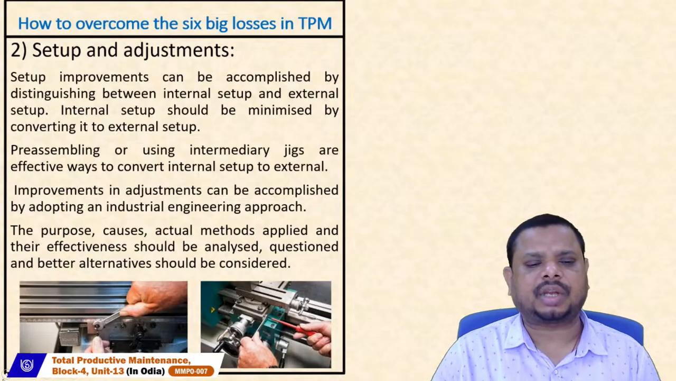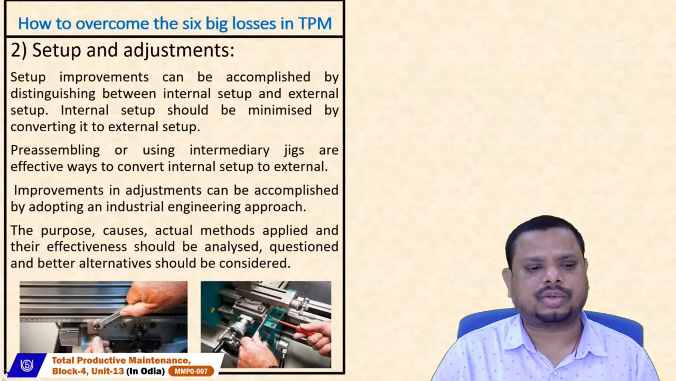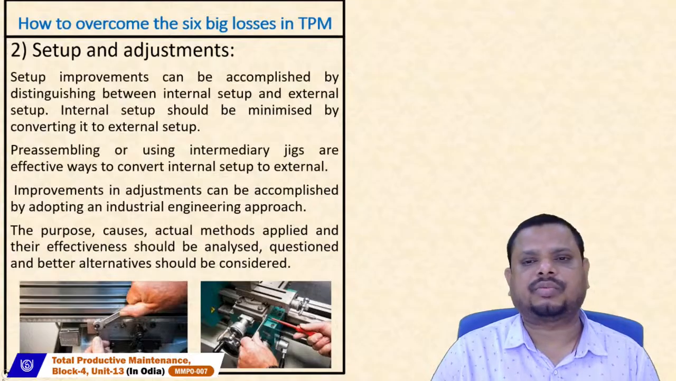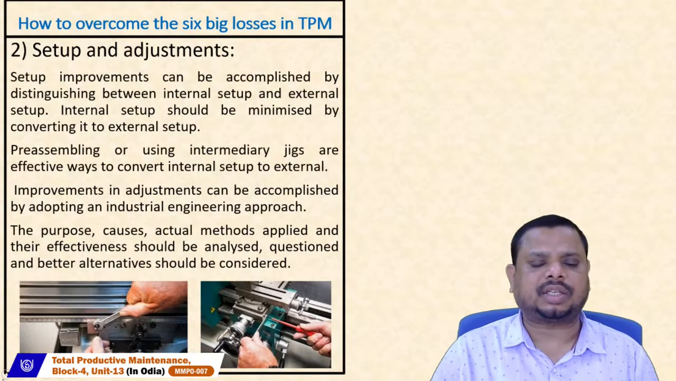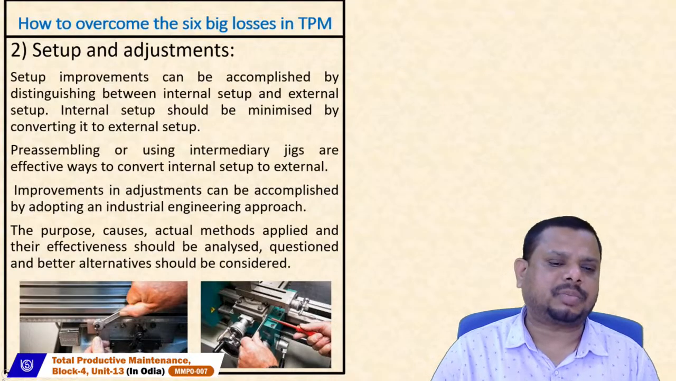Improvement in adjustment can be accomplished by adopting an industrial engineering approach. Under this approach, the proposed causes and the actual method applied, and their effectiveness, should be analyzed, and questions and better alternatives should be considered. That is why those who are involved in setup and adjustment must go through the SOP of maintenance management.